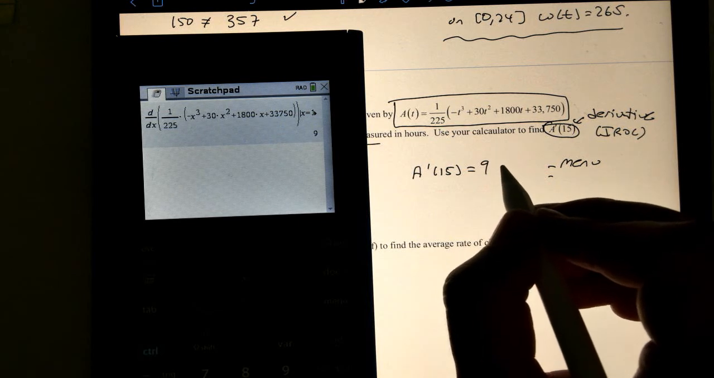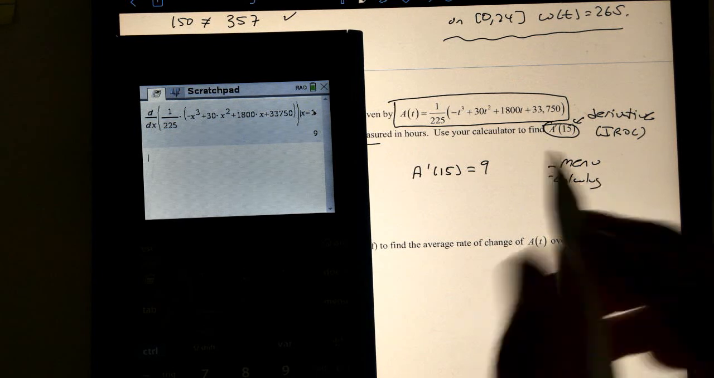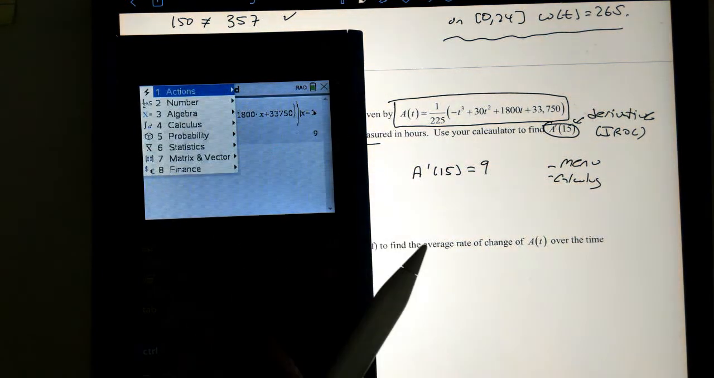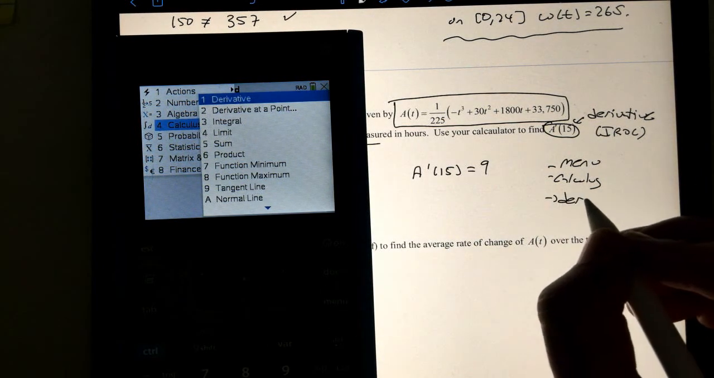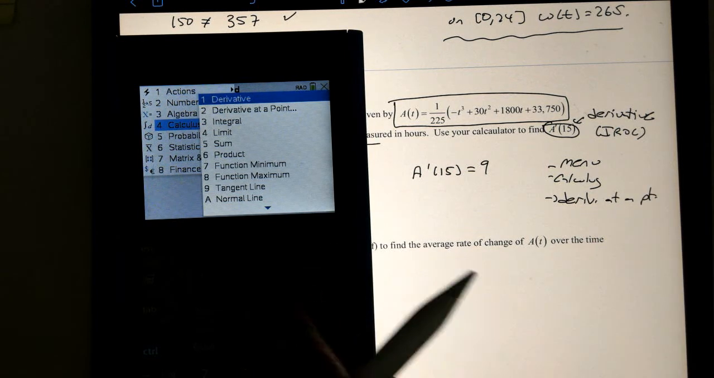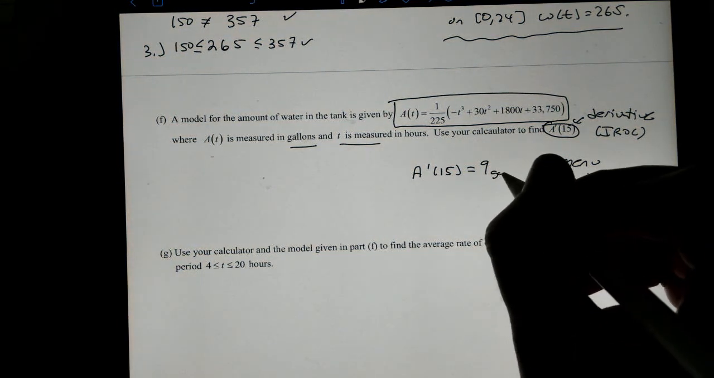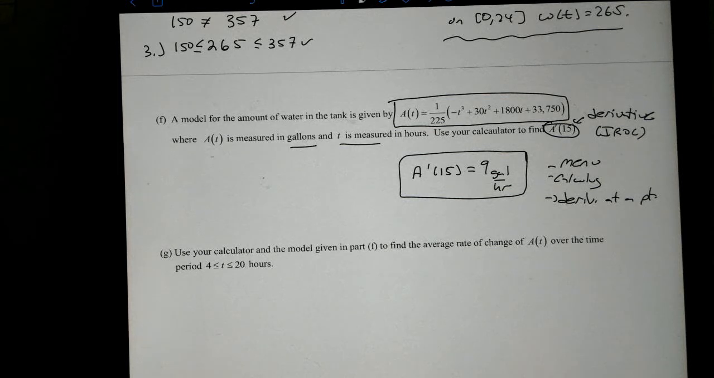And I know that it's going to be menu, calculus, right? We go menu, calculus, and then number 2, derivative at a point. And then you're done. Escape it out of there. And I know the units. This is going to be, of course, gallons per hour. It's very easy to do.